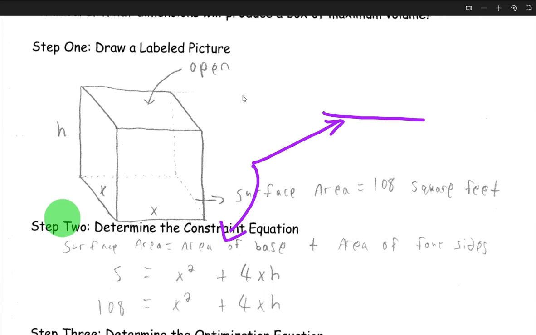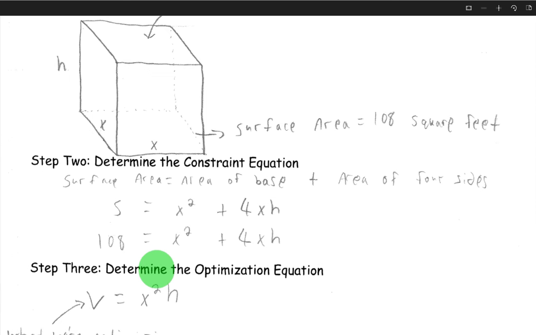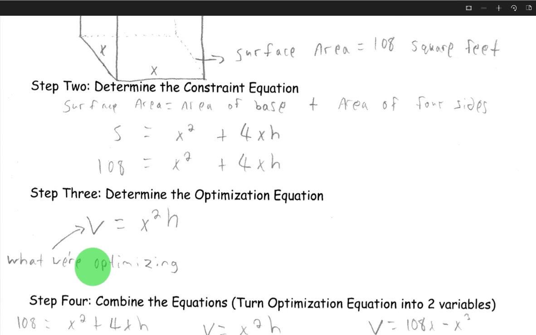Therefore, for step 3, when we are determining our optimization equation for this one, let me erase these arrows. It will involve volume. In this case, it's x squared h, what we're optimizing. So again, I think that determining the optimization equation is actually a little bit easier than a constraint because we know we're trying to figure out maximum volume, so it'll involve volume.